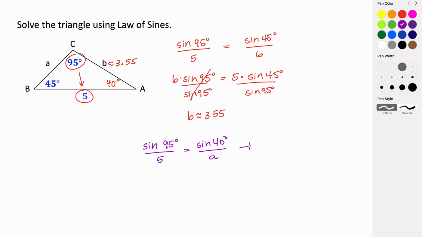Again, do the cross product and we get A times the sine of 95 degrees equals 5 times the sine of 40 degrees. Divide by the sine of 95 degrees. Plug it into your calculator, round to the nearest hundredth, and we get that A is about 3.23 units. And so now we've found all missing side lengths and angle measures.